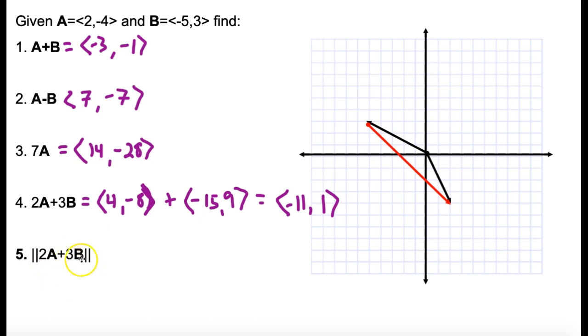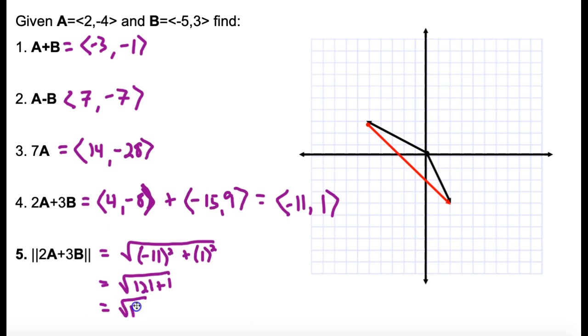Now, if I want to find the magnitude of that vector, I already have its x component and its y component. All we're doing is finding the length. So that's going to be the square root of negative 11 squared plus 1 squared. So that'll be the square root of 121 plus 1, which would be the square root of 122. And I don't think that simplifies, so that would be our answer for the magnitude.